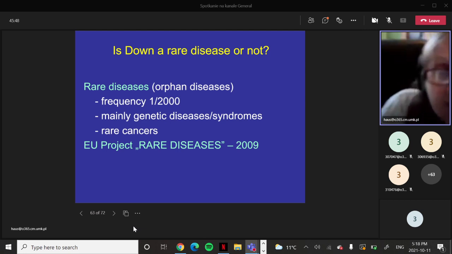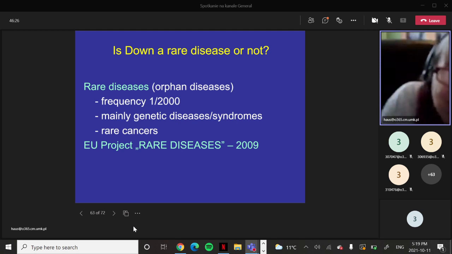So Down syndrome doesn't fulfill the criteria for rare diseases. Okay, but it should be included in this problem, because we have many other syndromes which fulfill the criteria for rare diseases. Only children with Down syndrome are expelled from this group of other syndromes.